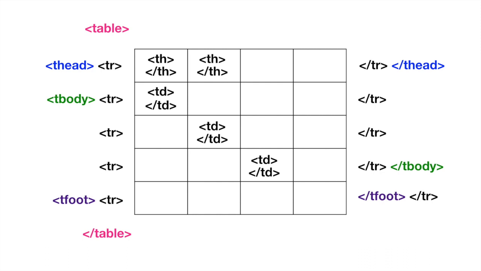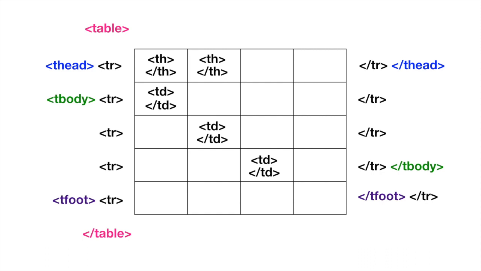So you'll see in pink you've got the opening table tag and closing table tag. The thead is for effectively the headings for each of the columns. Then the tbody contains all the data, and the tfoot contains effectively a footer to describe the table itself or whatever you want in there.